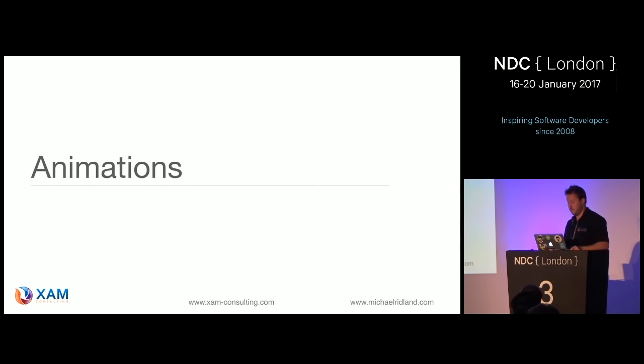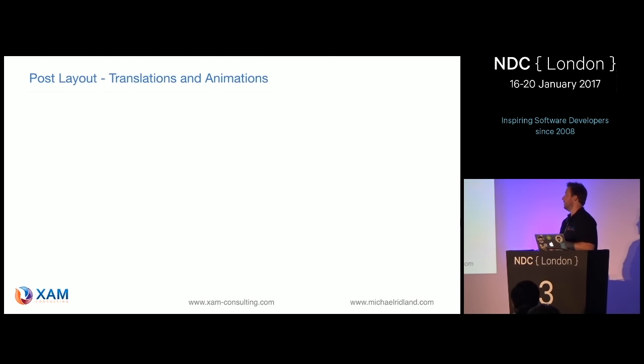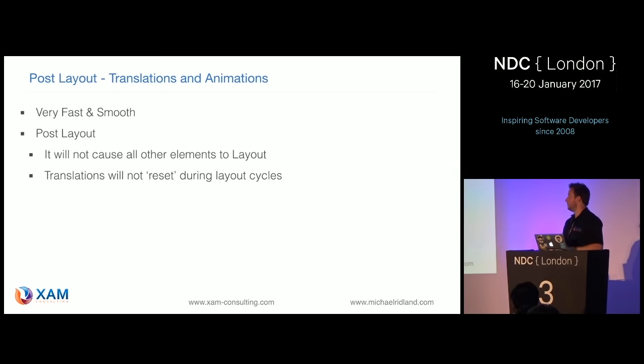One other cool thing in Xamarin.Forms is the animation framework. Before it was Xamarin.Forms, they had a lot of animation. It was part of the original code that came into Forms, like an animation framework. That's why some parts of Xamarin.Forms are slow, but there's this really powerful animation framework. The thing about animations is they're post-layout, so they don't affect the layout and they don't cause layouts. So they're smart, fast and smooth. It will not cause other elements to lay out if you move things around. Translations will not reset during the layout cycles. And it can be combined to create complex animations.